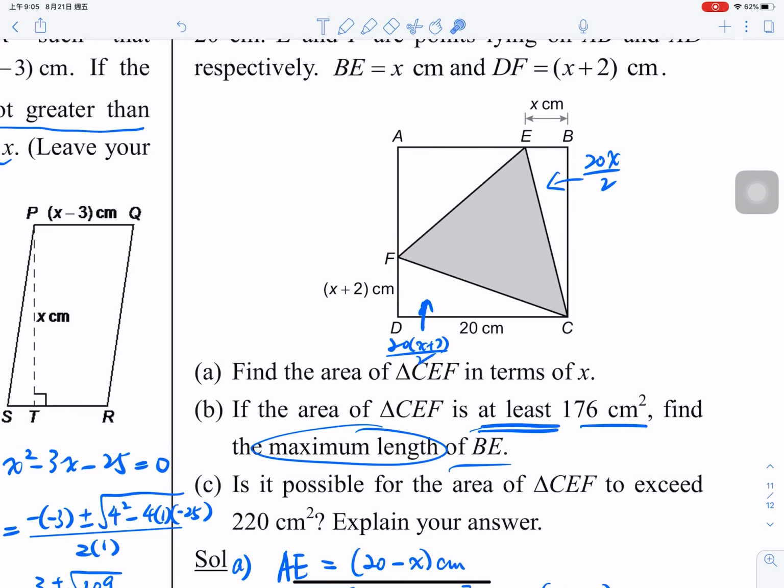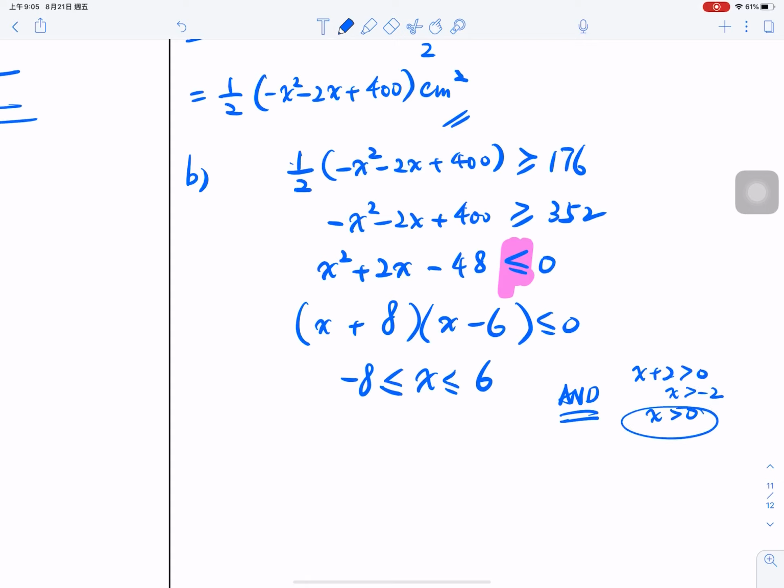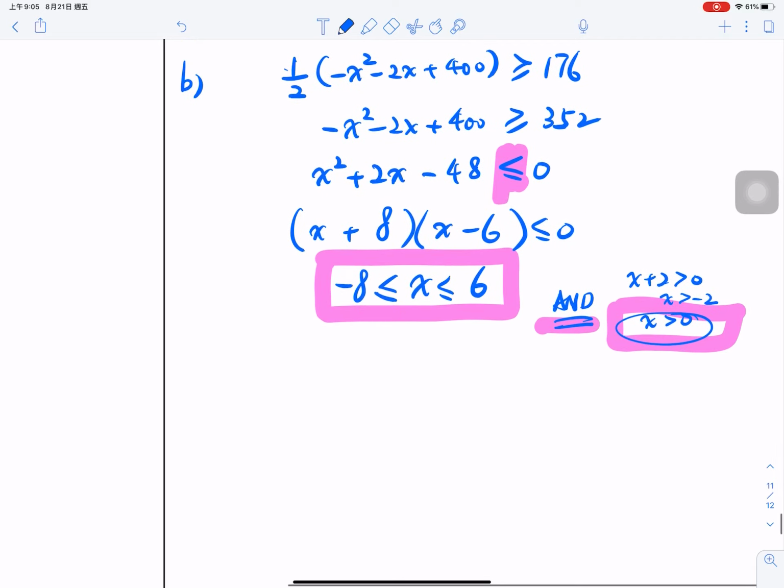Greater than 0, right? So you need to think. x plus 2 greater than 0, x greater than 0, right? Correct. Think about this one. That means x greater than negative 2. Maybe this one is better for you to including the inequalities. That means this time this one and this one, right? So at the end, x greater than 0 and smaller than 6.